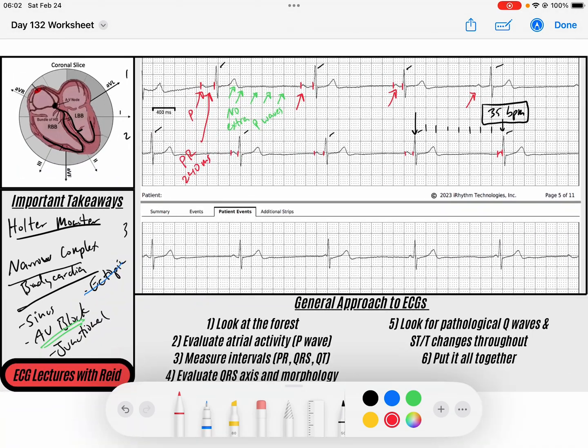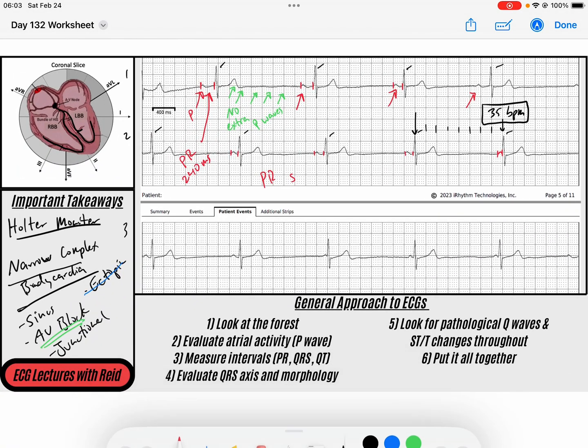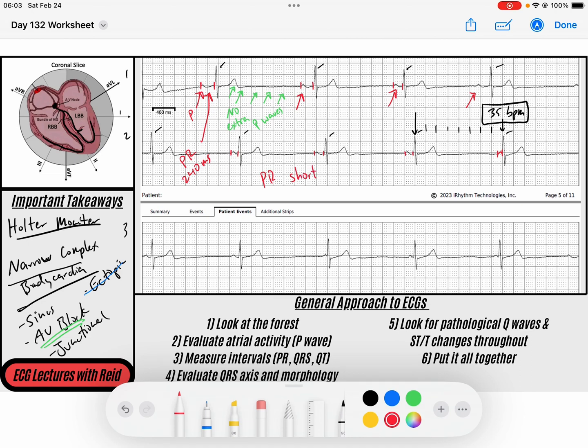So we're seeing PR shortening as we continue throughout this strip. So what could happen? Why would that be? What would be the cause of that? Well, my theory, which is likely the reality here, is that this person is in such a profound sinus bradycardia.